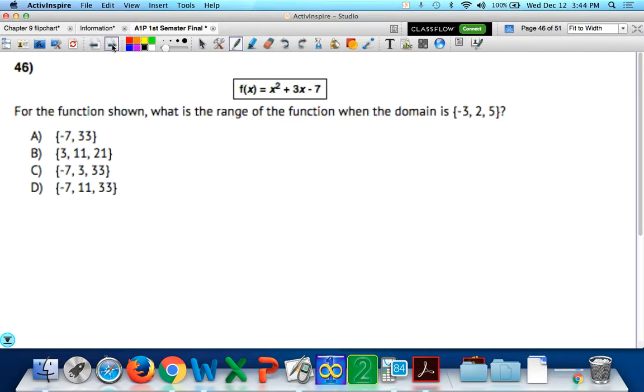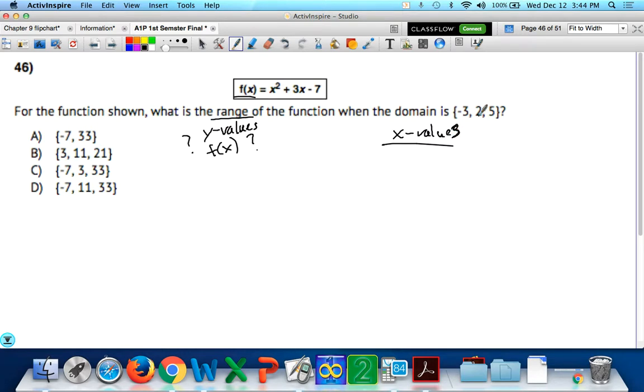Okay? Line D. For the function shown up above, what is the range? Guys, immediately you need to just start thinking: y values, which in this case means f of x of the function. That's what we're looking for. We want to know these when the domain, which means x values, is this set of numbers.